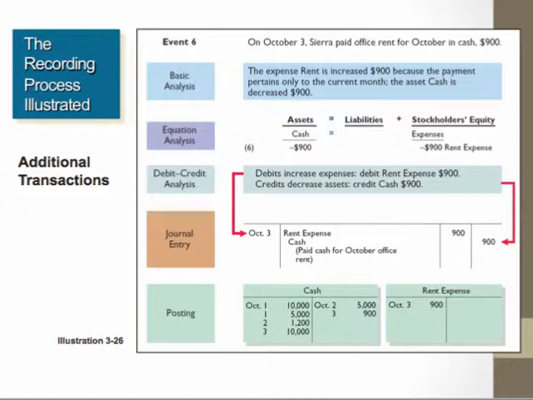Event number 6, on October 3rd, Sierra pays office rent for October in cash of $900. Cash goes down for $900, but rent expense goes up by $900. So we know that expenses increase with a debit, and we know that assets decrease with a credit. So we debit rent expense for $900 and we credit cash for $900.